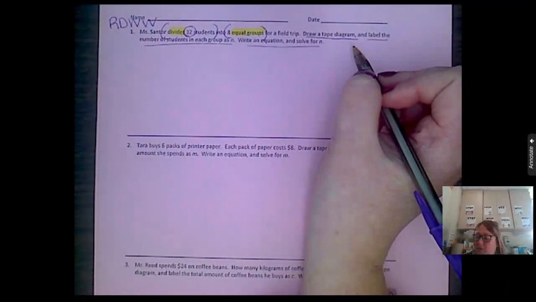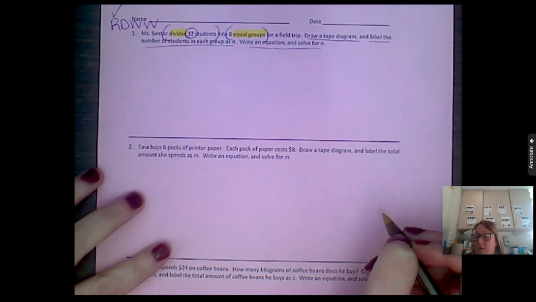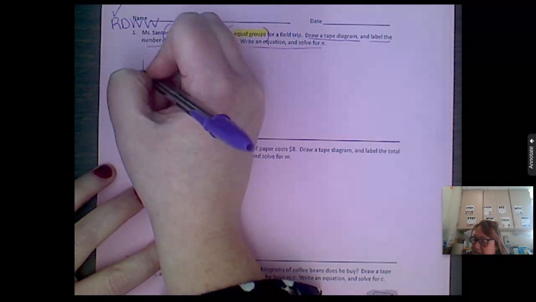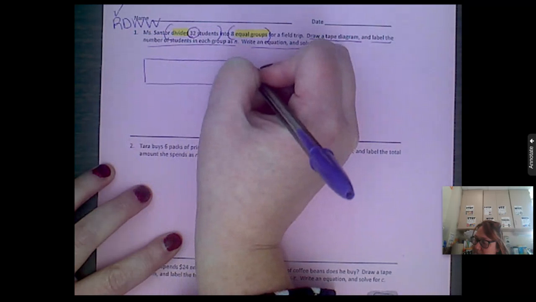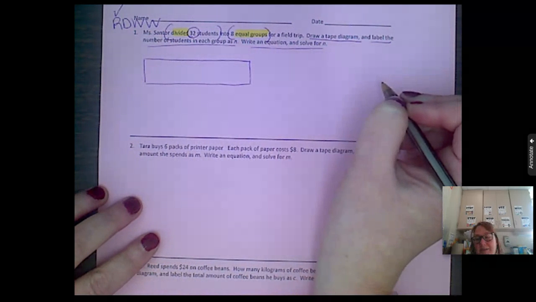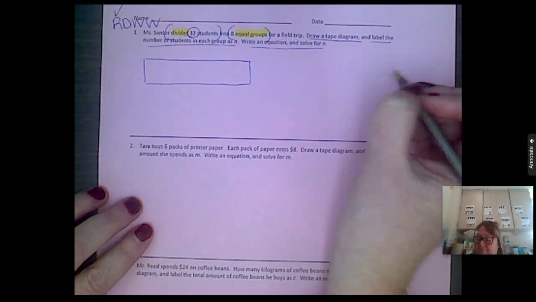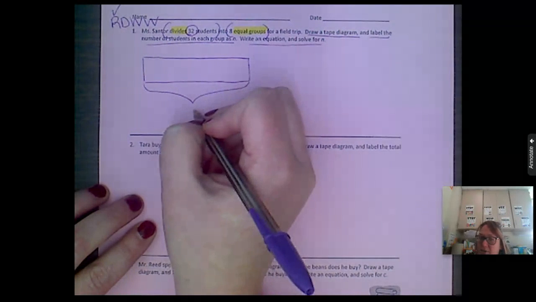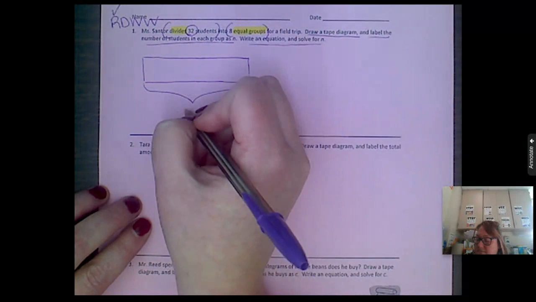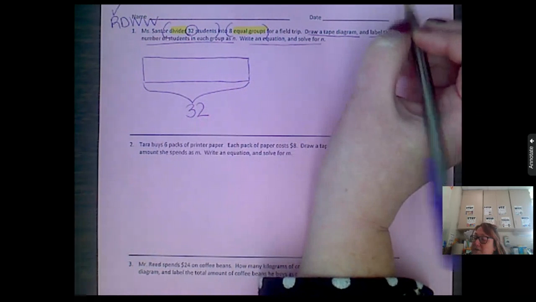All right, so we did our read. What comes next? Draw, right? We're going to draw a tape diagram because that's what it told us. And what do we know? So I always start by asking myself, do I know the total? Do we know the total? What is it? Go ahead and put the total right there. 32, good.